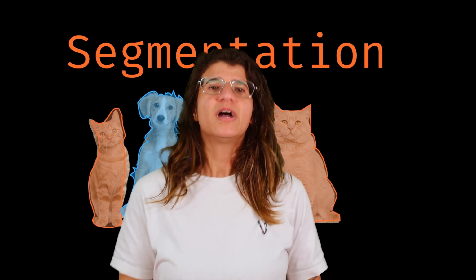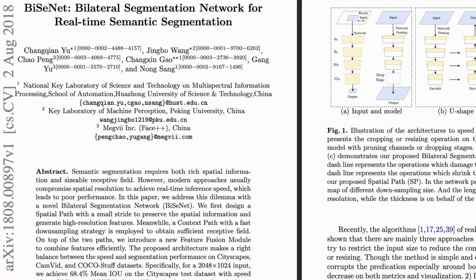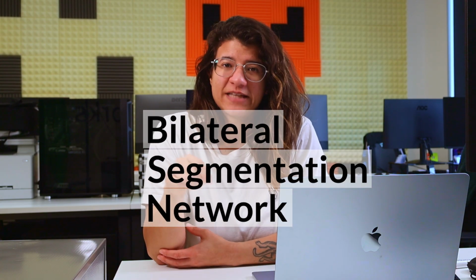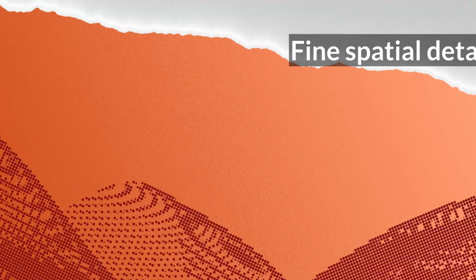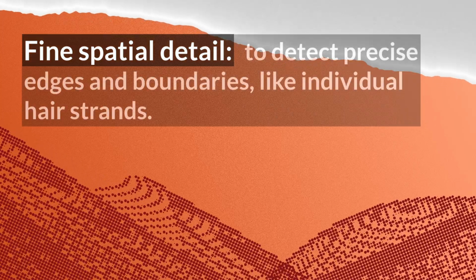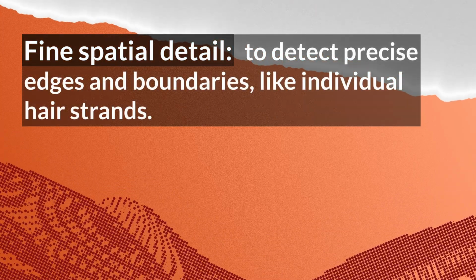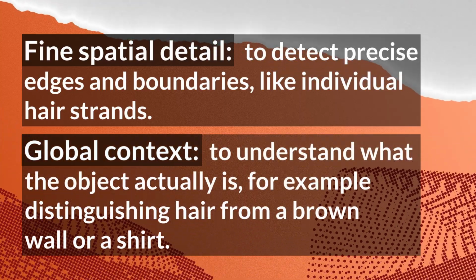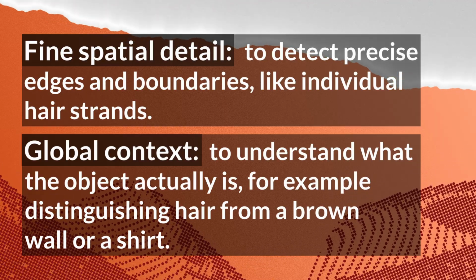But this raises a new question. How does a network actually learn which pixels belong to the hair? This is where model segmentation architecture comes in. One of the models designed specifically for this task is the BiSeNet, short for Bilateral Segmentation Network. BiSeNet was built to solve a key trade-off in image segmentation. To correctly label pixels, a model needs two kinds of information at the same time. First, fine spatial details to detect precise edges and boundaries like individual hair strands, and a global context to understand what the object actually is. So for example, distinguishing the hair from a brown wall or shirt.